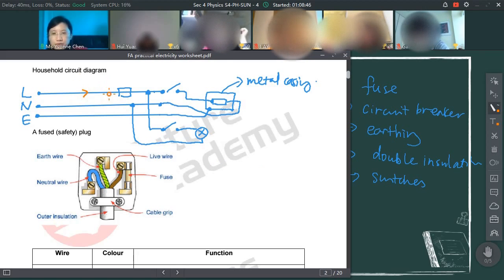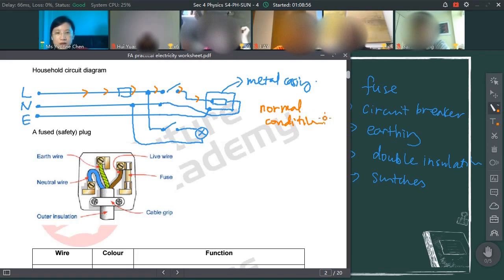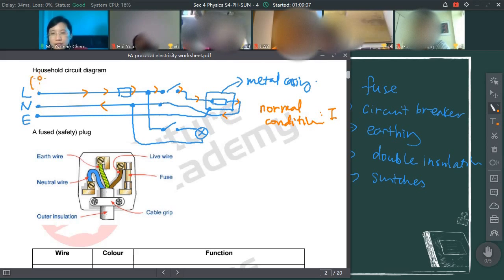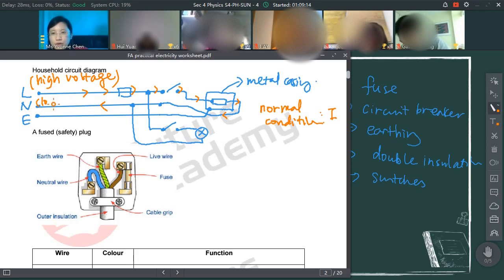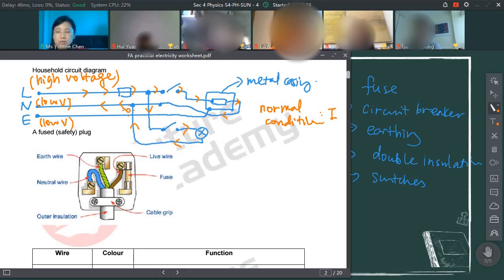Okay, so I'm going to show the current flow, like this. This is a normal condition. For normal condition, the current flow, I use orange color. It flows through and goes back to the neutral. Live is of high voltage. Neutral is of low voltage. Earth is also low voltage. Current can also flow in the bulb, then come back to the mains. So in normal working condition, there's no current in the earth wire. No current in the earth wire.